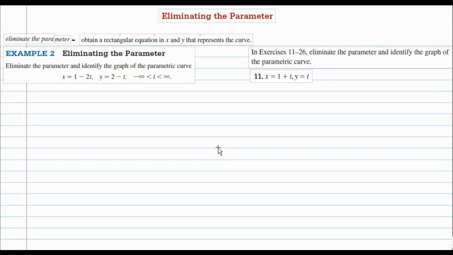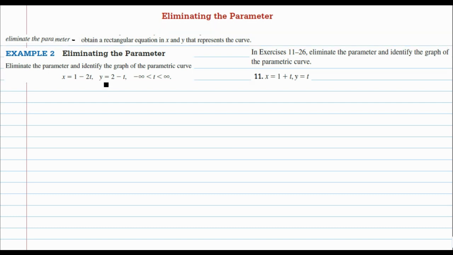This is the screencast for section 6.3, example 2. We're going to eliminate the parameter. So first of all, eliminating a parameter is obtaining a rectangular equation in x and y that represents the curve. So you're eliminating the parameter t. So x depends on t, y depends on t. Basically, now we're trying to create a function y that depends on x as a function of x.